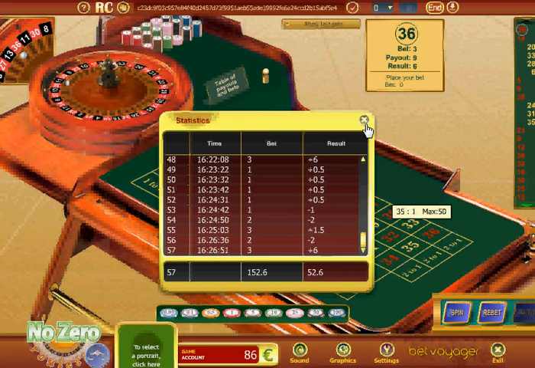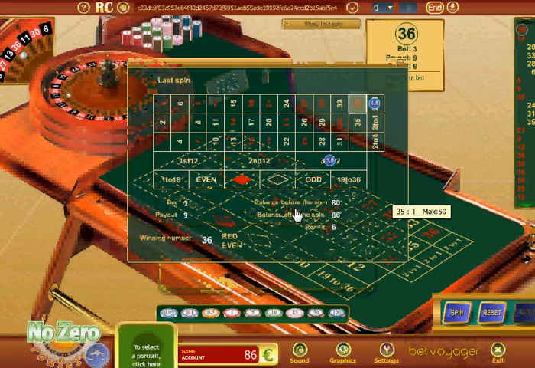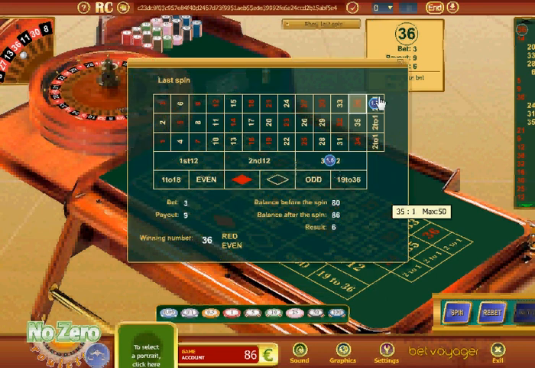And this was our last spin where we placed 3.5 units on third dozen and 3.5 units on third column, and our balance jumped by 9 units. So that's pretty much it.